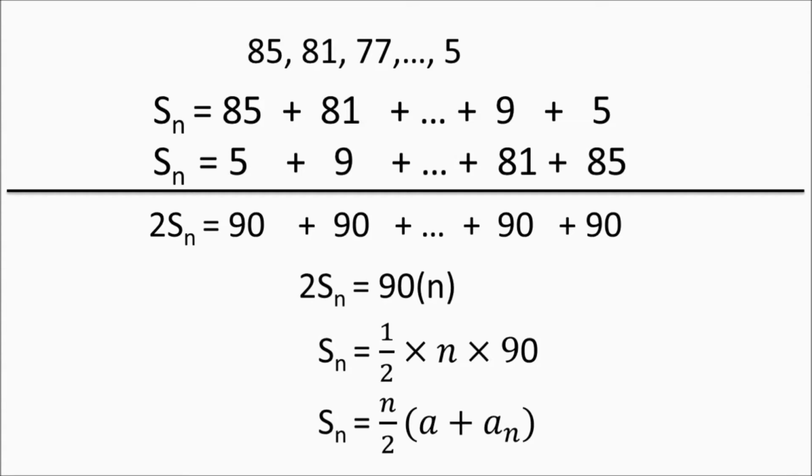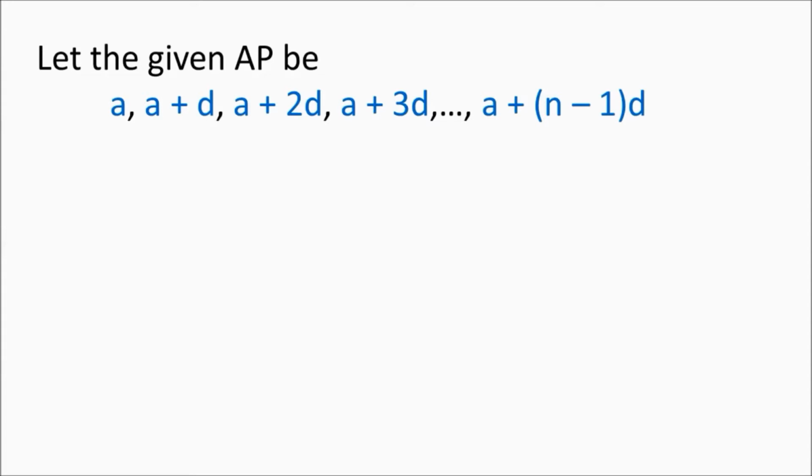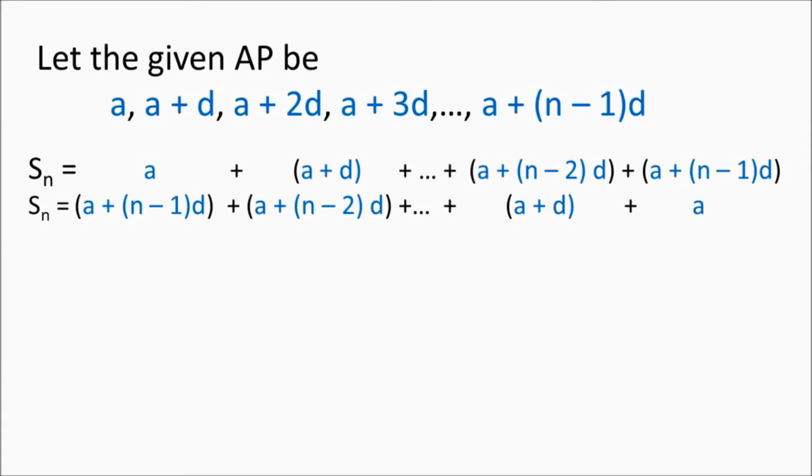So one thing is very clear: in any given arithmetic progression, the sum of n terms is n upon 2 times the first term plus the last term. Let's consider the given arithmetic progression to be a, a plus d, a plus 2d, up to a plus n minus 1 into d, where the number of terms is n, and the sum of n terms is a plus a plus d plus up to a plus n minus 1 into d. Again, addition is commutative. We can write the same sum in reverse order, and apply the same method we have been applying in the last few questions. Add all these terms vertically.